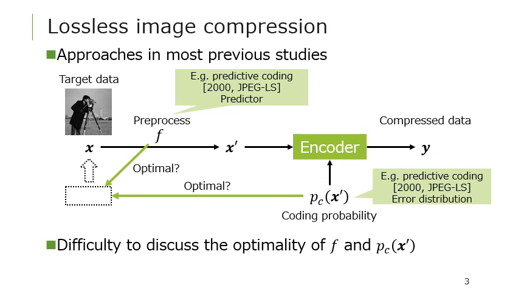On the other hand, in lossless image compression, a slightly different approach has also been adopted. They mainly focus on improving the preprocess F and directly assume a coding probability on the preprocessed data X prime. For example, in predictive coding like JPEG-LS, the preprocess corresponds to the predictor, and the coding probability corresponds to the error distribution.